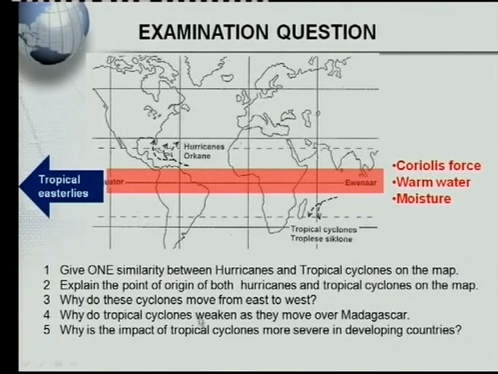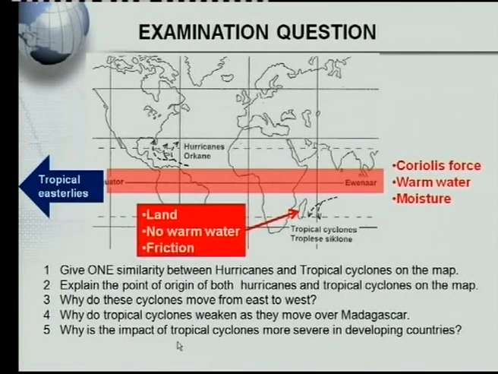A very interesting question. Why do tropical cyclones weaken as they move over Madagascar? Here we've got Madagascar, and now we've got the tropical cyclone moving. Now the question is, why do they weaken as they move over Madagascar? And there's your answer. The reason is it moves over land. There's no more warm water, and there's lots of friction. In other words, it loses momentum because it's moving over land.